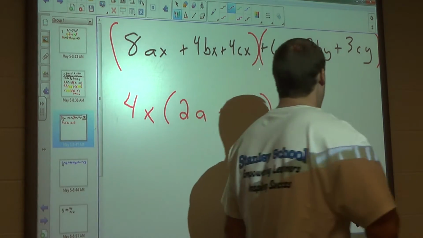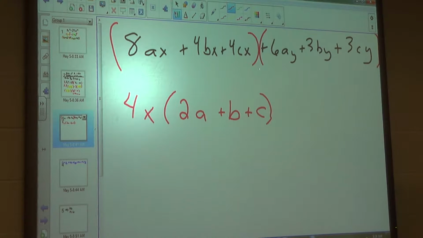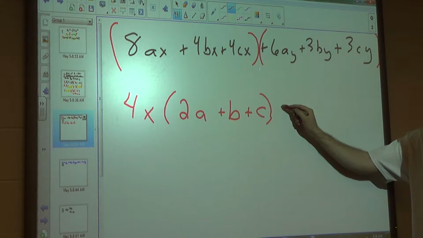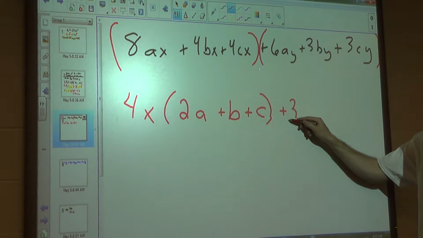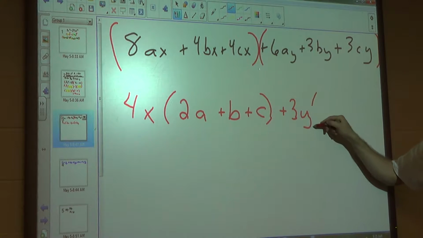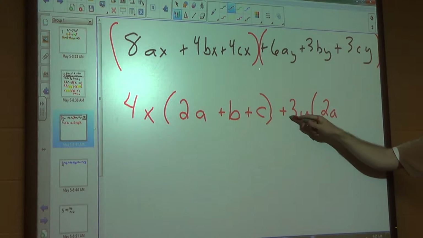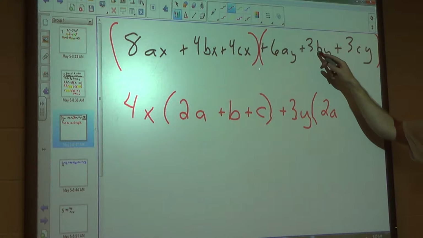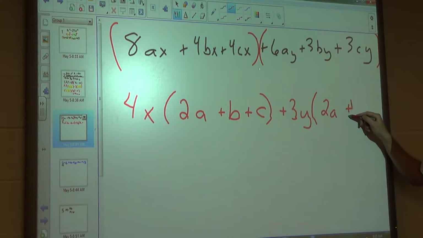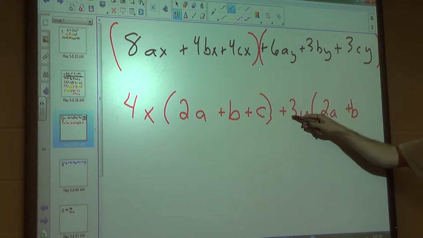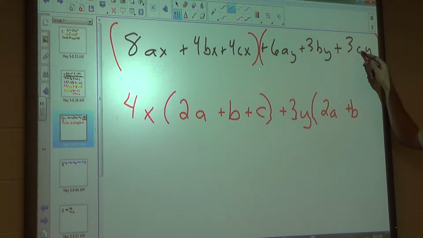Okay, then I'm going to go to the next group. So what's common on my next group here? A 3, let's put a plus, so a plus 3 and a y. 3y times what gets me to 6? 2 and then a. 3y times what gets me to 3by? Plus b. 3y times what gets me to 3cy? Plus c.